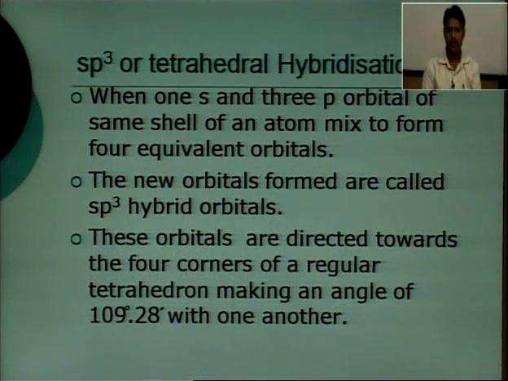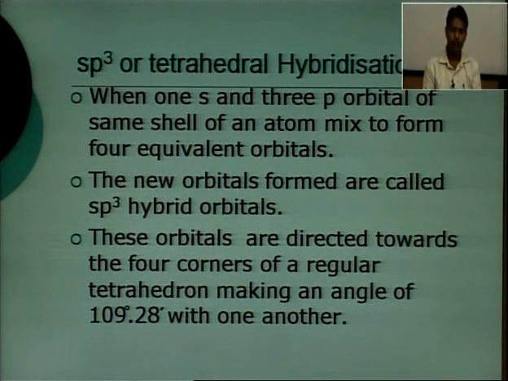So, first of all is sp3 or tetrahedral hybridization. In sp3 hybridization, one s and three p orbitals of the same shell of an atom mix to form four equivalent orbitals. The new orbitals formed are called sp3 hybridized orbitals.